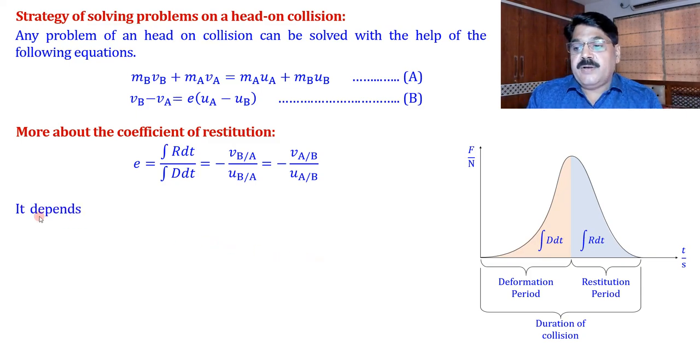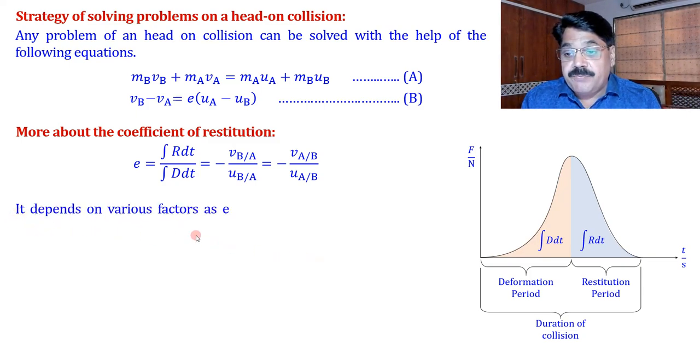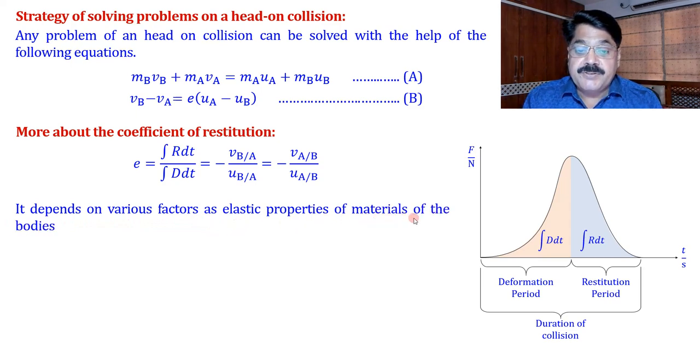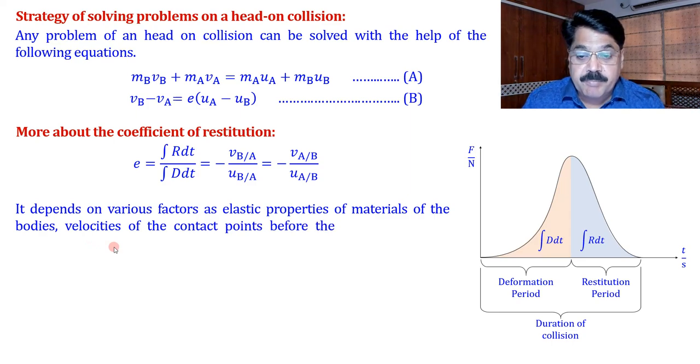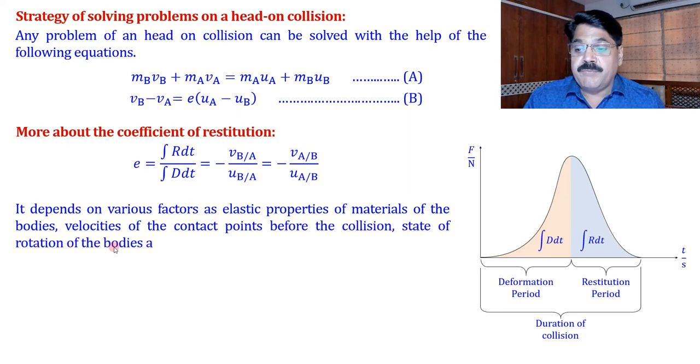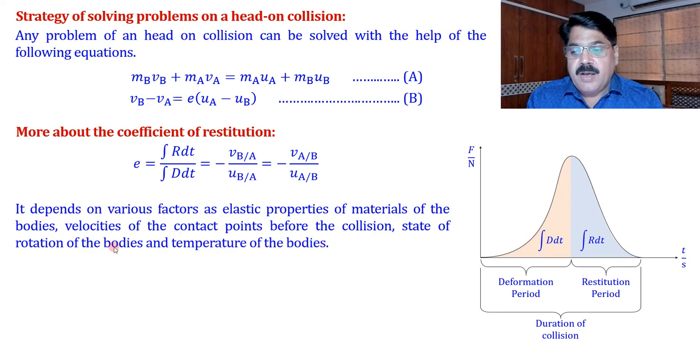Now here we talk about the value of E, which depends on various factors such as elastic properties of the material of the bodies, velocities of the contact points before the collision, state of rotation of the bodies, and temperature of the bodies. Actually, how it depends on velocity of the contact point requires somewhat more attention. It is obvious that E will depend on elastic properties, but how will it depend on velocities before contact?